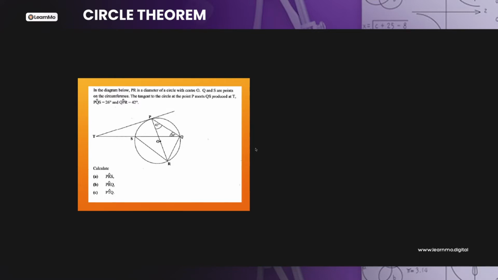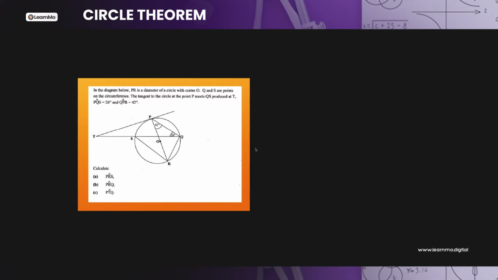Then we have the third one, angles in the same segment. Then we have the other one, cyclic quadrilateral, which is not applying in our case, and tangents from a point to a circle. So let's dive into the question.